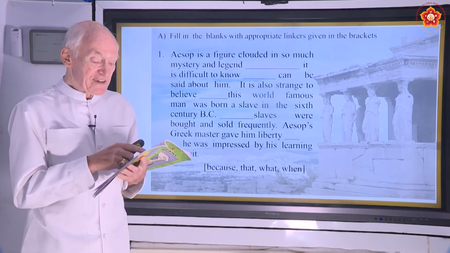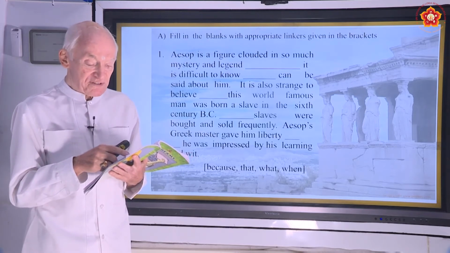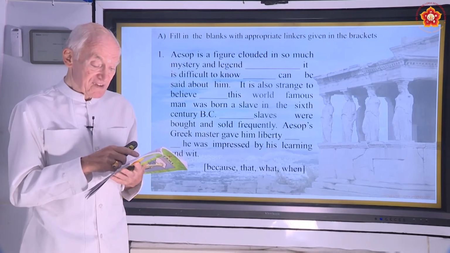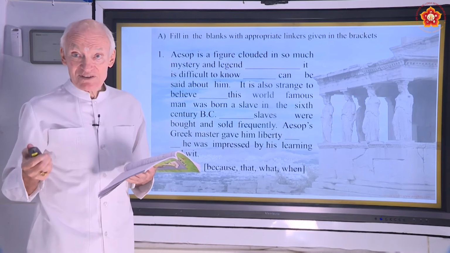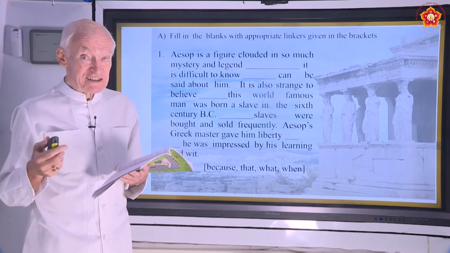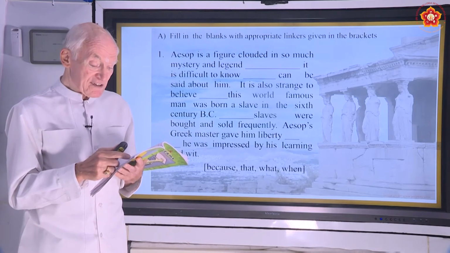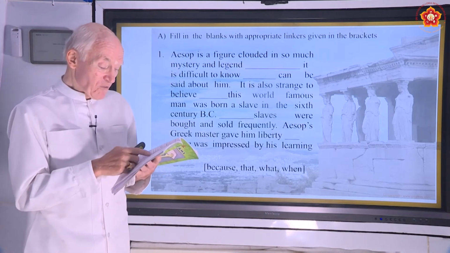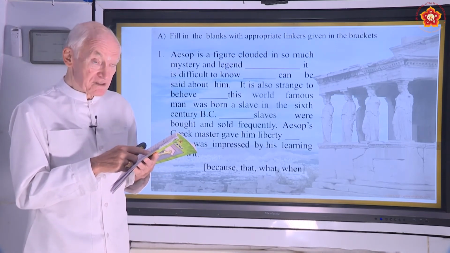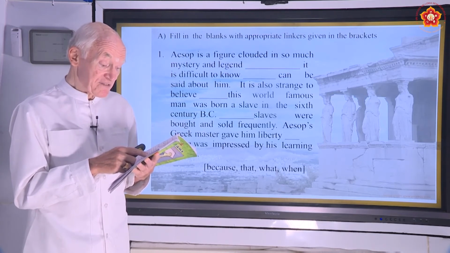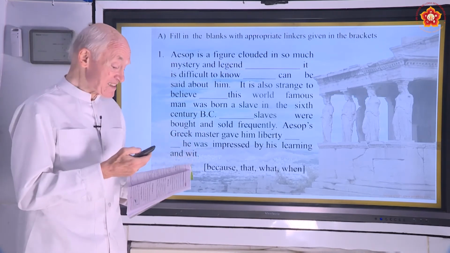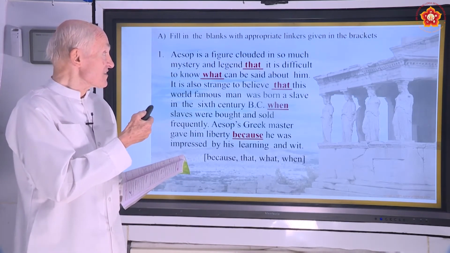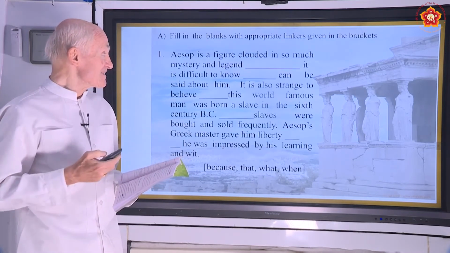Aesop is a figure clouded in so much mystery and legend, blank, that it is difficult to know. Okay. Aesop, this is a famous old character. There's many stories that have been written about Aesop's fables. So we have to put in a linker, difficult to know, and legend. So let's see which word works. Because it is difficult to know, doesn't work. That it is difficult to know works perfectly. Let's see if that's correct. Aesop is a figure clouded in so much mystery and legend that it is difficult to know.